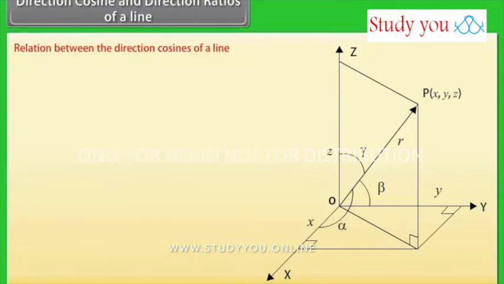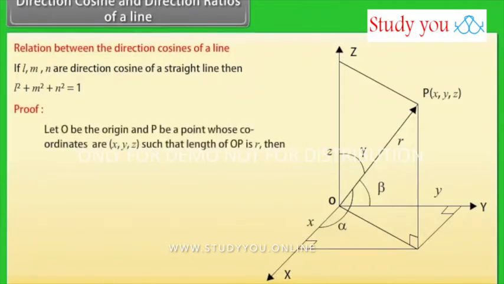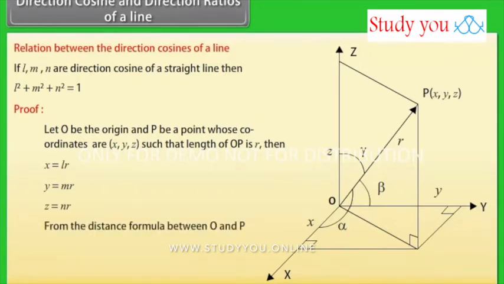Relation between the direction cosines of a line. If L, M, N are direction cosines of a straight line, then L square plus M square plus N square equals 1. Proof. Let O be the origin and P be a point whose coordinates are x, y, z such that length of OP is r, then x is equal to Lr, y equals Mr, z equals Nr. From the distance formula, OP equals square root of (x minus 0) square plus (y minus 0) square plus (z minus 0) square.